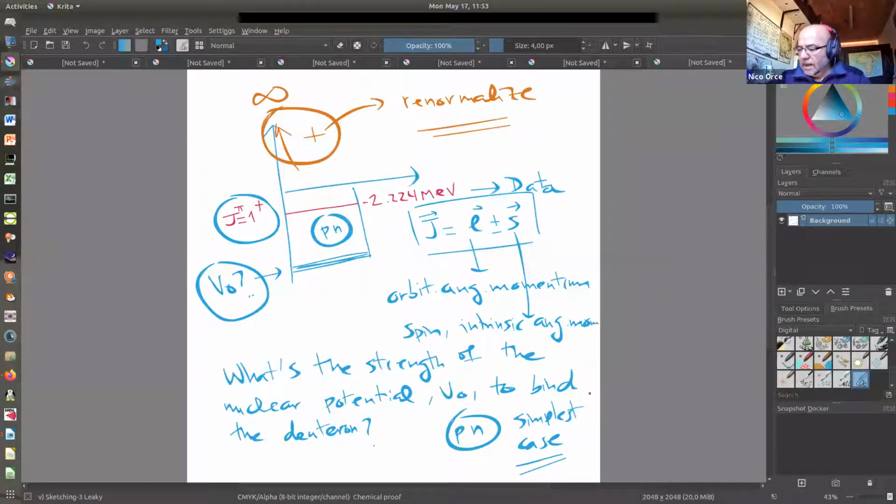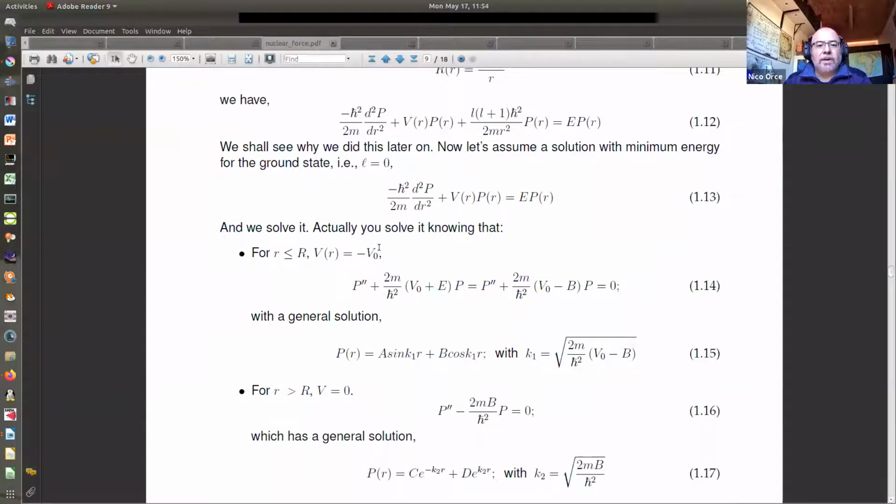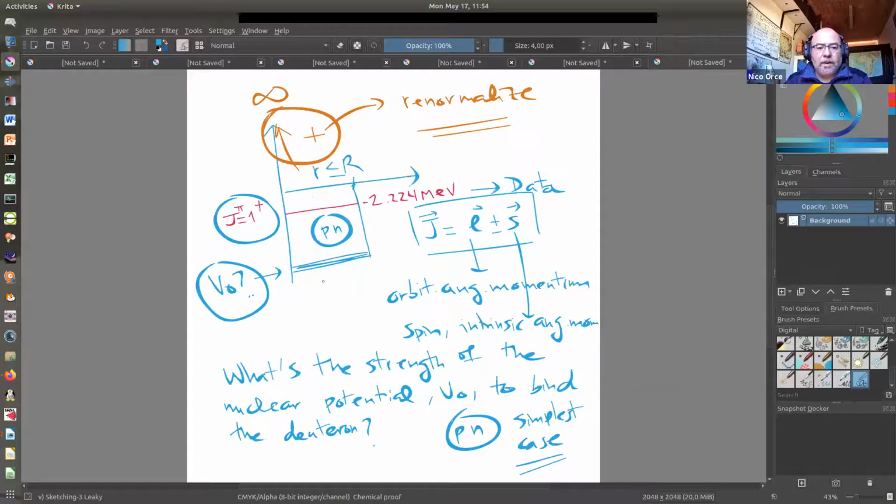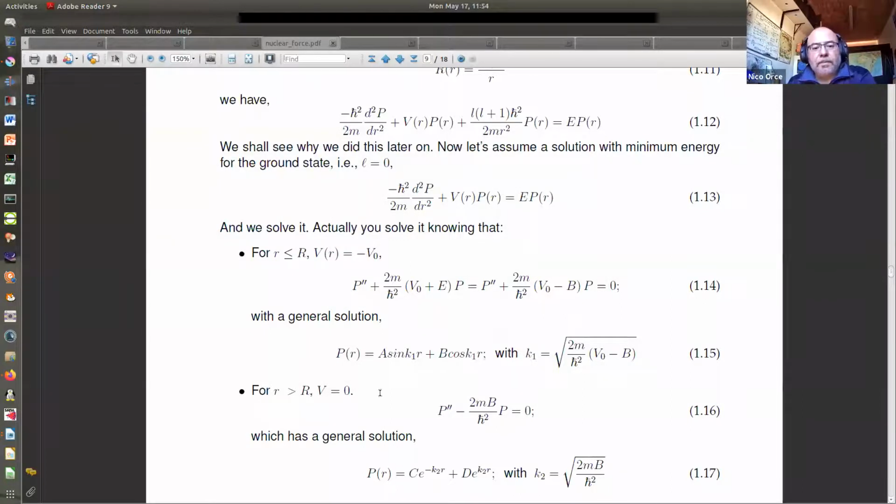this is what R is. This is the radius of the nucleus, basically. If r is less or equal than R, then we have this condition here, minus V naught, which is the depth of the potential, right? And if r is greater than R, then V goes to 0, right? So these are the conditions. V goes to 0. Here you go. So basically, you're going to solve this, assuming this, and assuming the typical conditions of continuity, right? That you know very well from quantum mechanics.